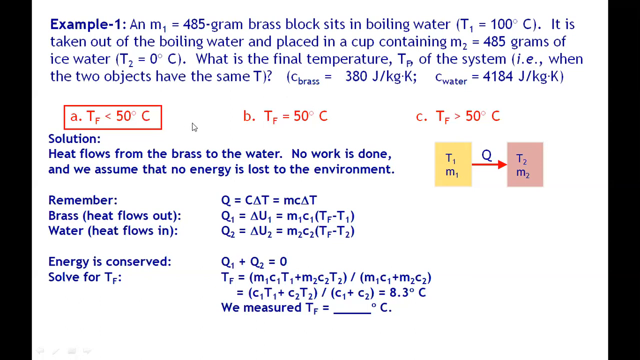We have some multiple choice. A, the final temperature is less than 50 Celsius, or equal to 50 Celsius, or greater than 50 Celsius. After we solve this, we have to choose one of the following. So in the solution, we have T1, M1, and T2, M2. We have a brass and water.